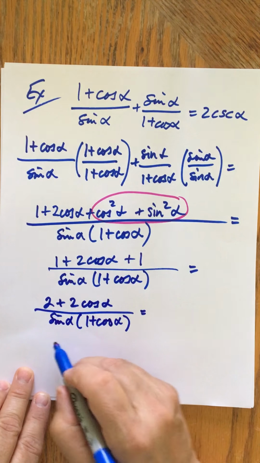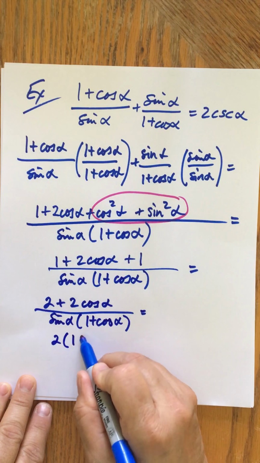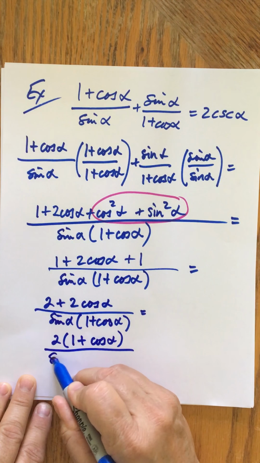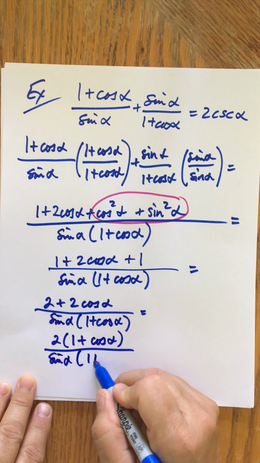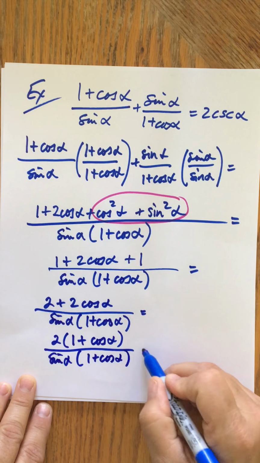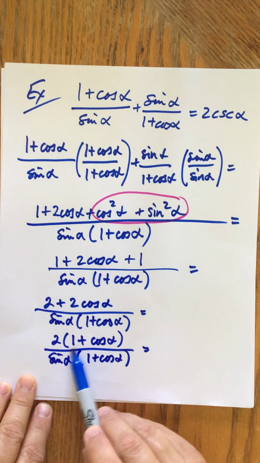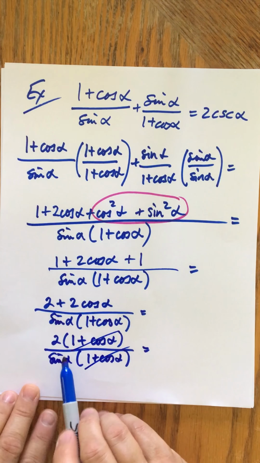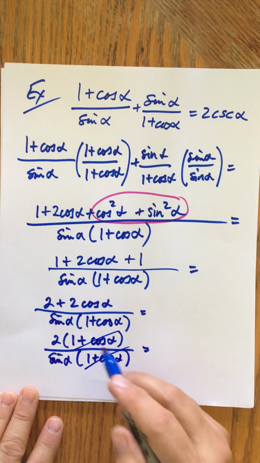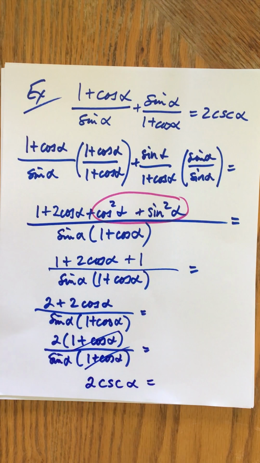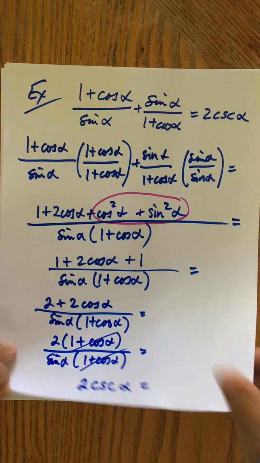Now I could factor out the 2. This is going to give me 2 times 1 plus cosine alpha all over sine alpha times 1 plus cosine alpha. And we can see it, right? This is multiplication, so this is just 1. And I'm left with 2 over sine alpha, which is 2 cosecant alpha. Okay, so there's our first example. Let's take a look at the next one.